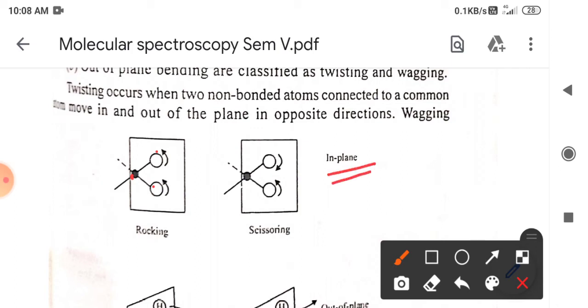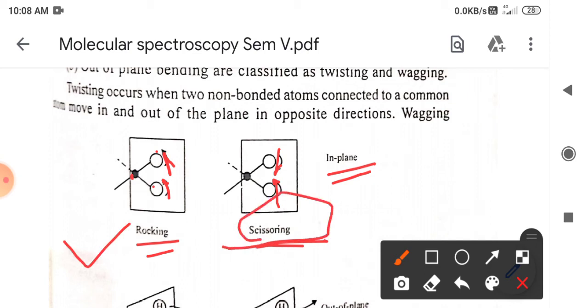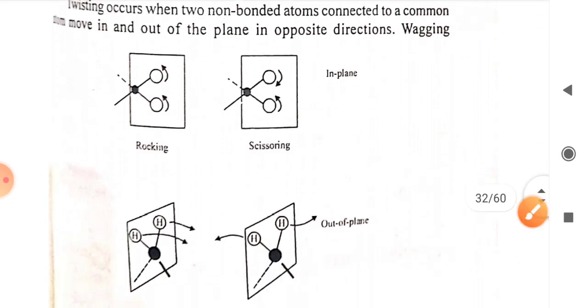There are again two types of in plane bending: rocking and scissoring. What do we mean by rocking? Rocking means both atoms are moving in the same direction, and for scissoring, first they move closer to each other and then again move away from each other. So rocking is the moving of the atoms in the same direction, and scissoring is moving towards each other and moving away from each other.